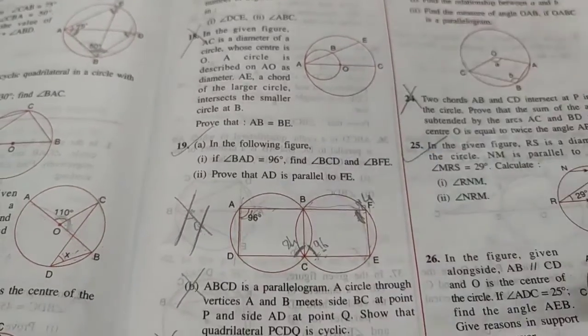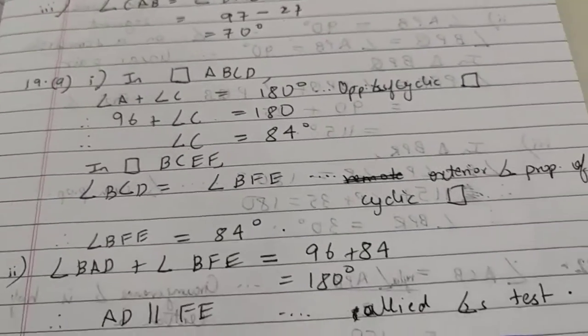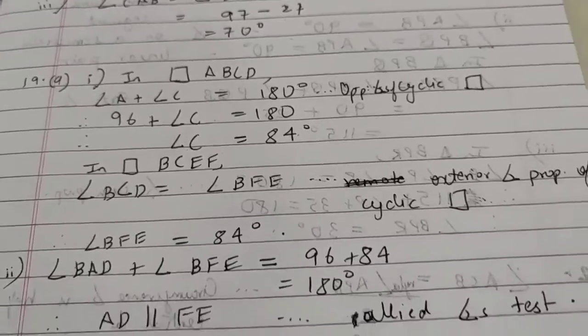The B part is cancelled. So now the 19th sum steps. These are the 19th sum steps.